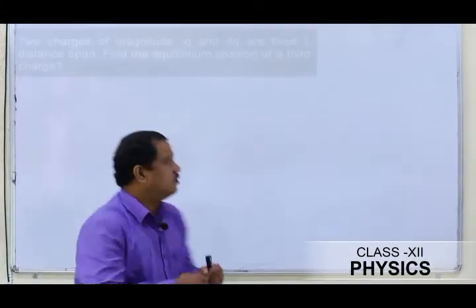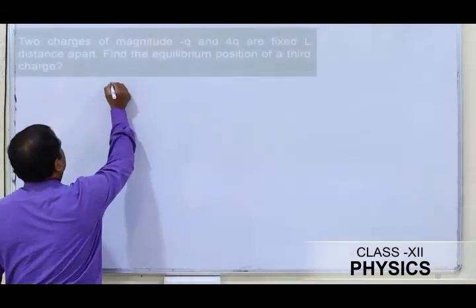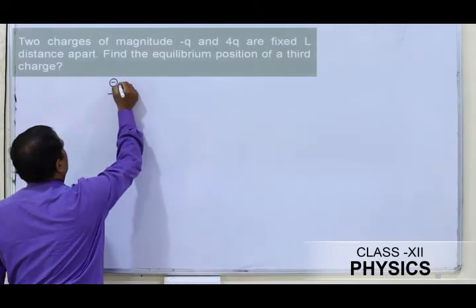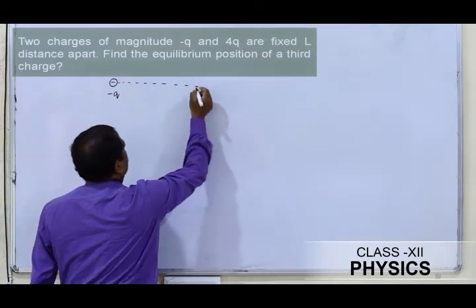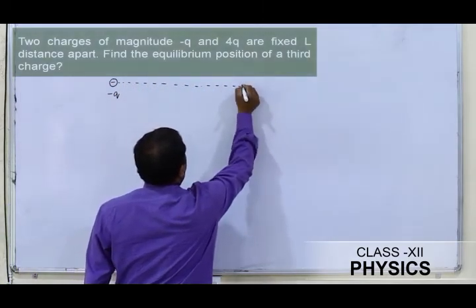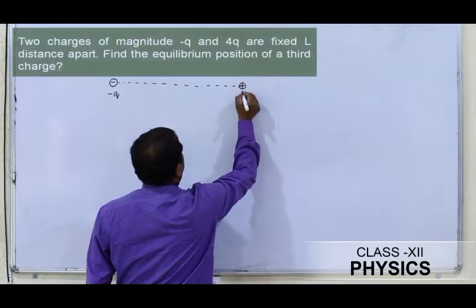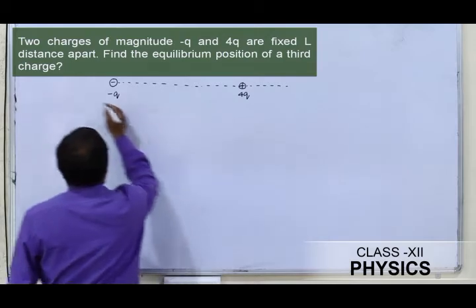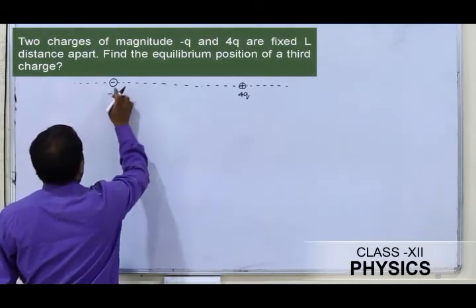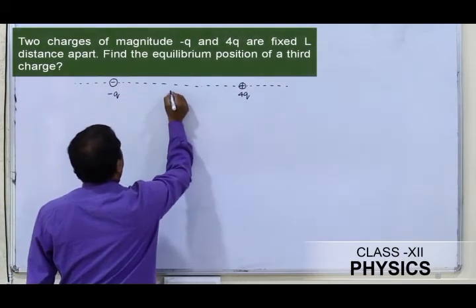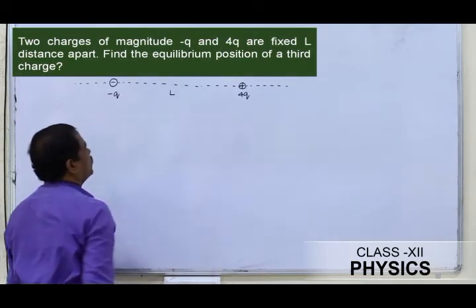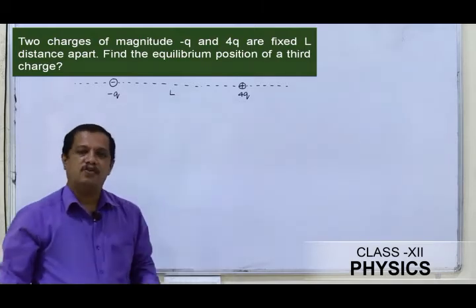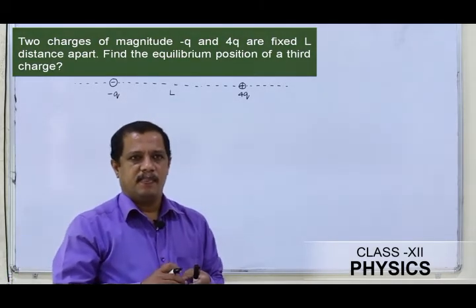So the problem is, I have a negative charge, and this is minus q, and I have one more charge here, say this is a positive charge and this is 4q, and let us suppose that the distance between the two charges is L. So the third concept is, one is a negative charge, another one is a positive charge. We are trying to find the position of equilibrium.